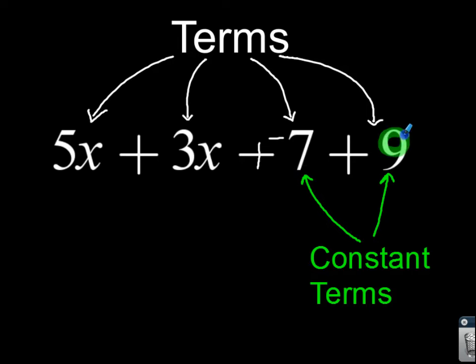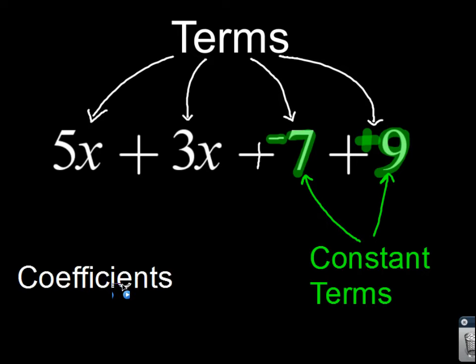So we have 9 and 7 and the negative. And then this one is positive. So I have negative 7 and positive 9. Those are my constant terms. These other ones, 5x and 3x, those are going to be my variable terms.